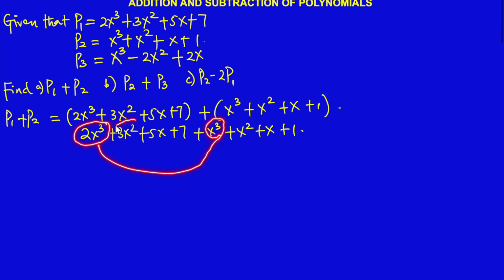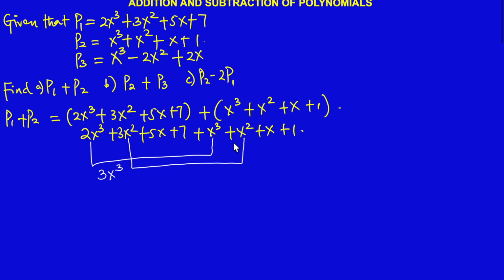The same thing goes with 3x to the power of 2 and then x to the power of 2. Then if you look at 5x and then x, then 7 and then 1 together. So if I'm going to be adding now, then I will be taking this and this together. Then I'm going to be having 3x cubed. Then I'll take these and this together. Then I have plus 4x squared.